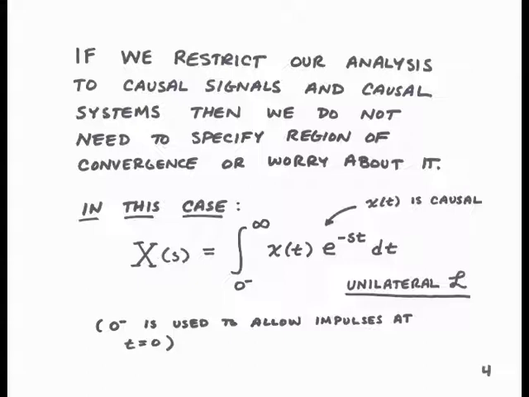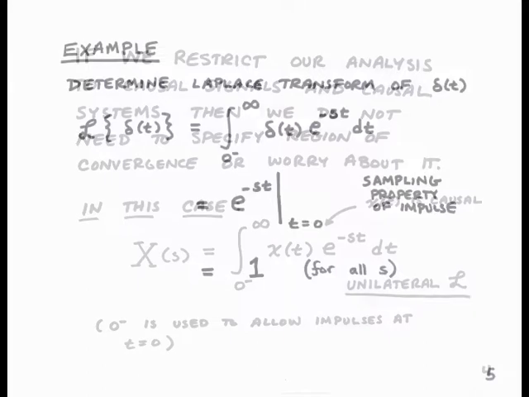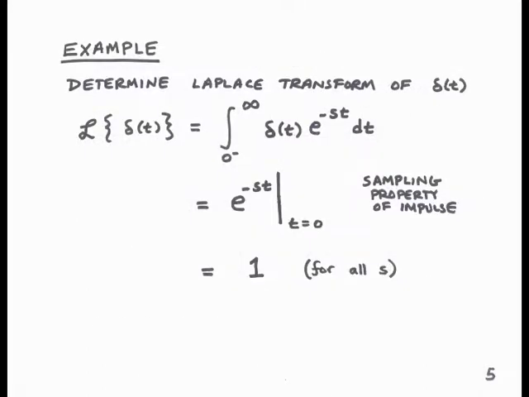We will gain a lot by restricting our analysis to causal signals and causal systems. Most mechanical systems are of this nature, and the signals of interest can generally be treated as such. And by making this restriction, we greatly simplify much of the mathematics of what we will do. So now that we've defined the unilateral Laplace transform, let's actually perform it and determine the Laplace transform of a few signals. We'll start off taking the Laplace transform of Dirac delta function.